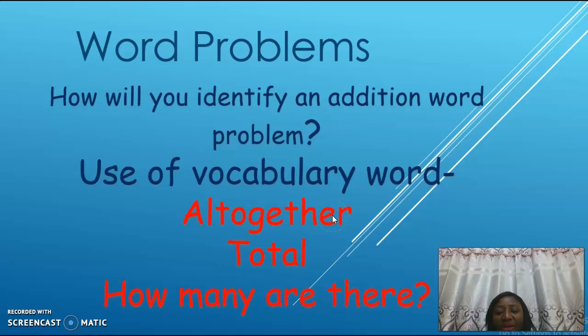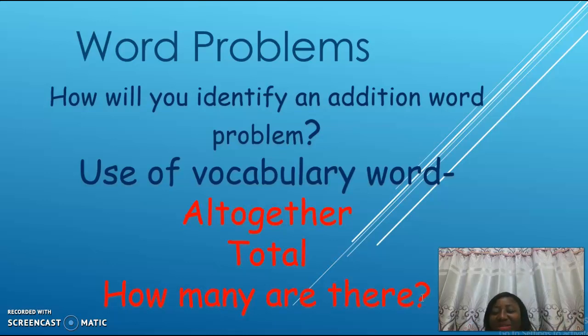The second word I would like us to have a go at is the word total. The word total in itself actually means doing a head count to tell how many in all. So when you have a word problem that's got total embedded in it, it simply means it's an addition problem. In some word problems, you have the phrase, how many are there? When you have that phrase in your word problems, you definitely must figure out that it is an addition problem.